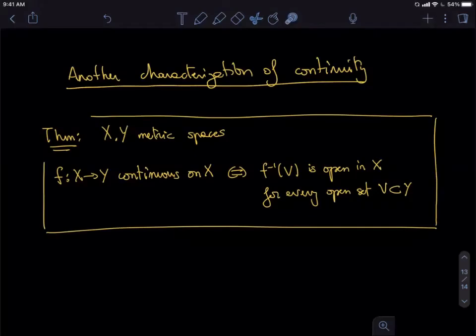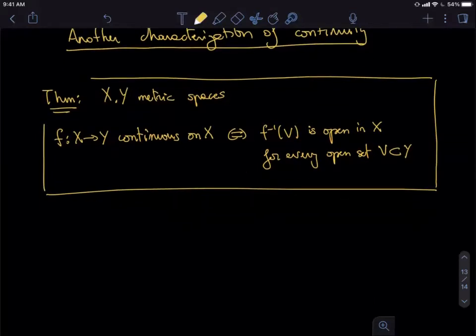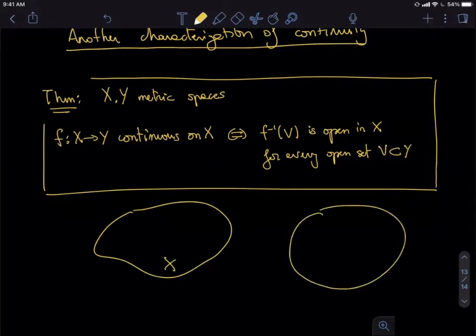Let's look into another very useful characterization of continuity. So in this case, for X and Y metric spaces, the mapping from X to Y is continuous on X if and only if the inverse image of every open set V in Y is open in X. Okay, so what we are doing here, we have our X and Y and our mapping F.